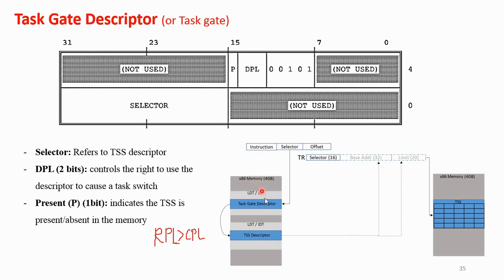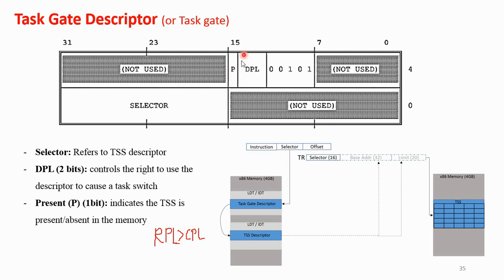It refers to the TSS. So the task gate descriptor basically points to the TSS descriptor. This is done with the help of the selector field. The task gate contains the selector of the TSS of the new task as well as the access rights byte. The access rights byte holds the DPL, which is 2 bits, plus the present bit and a few more bits. DPL controls the right to use the descriptor to cause a task switch, so DPL will be checked before task switching. P is the present bit, it indicates whether the TSS is present or not.